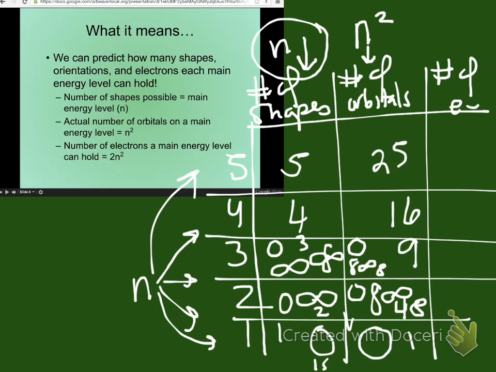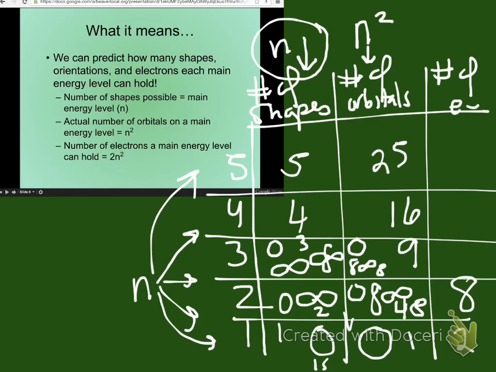Okay, so let me ask you this. How many electrons can an orbital hold? 2. If you can hold 2 electrons in an orbital and you have 1 orbital, how many total electrons are on that energy level? 2. Good. You can do this. Okay. Well, if you've got 4 orbitals and they can each hold 2, how many electrons are on the second energy level? 8.